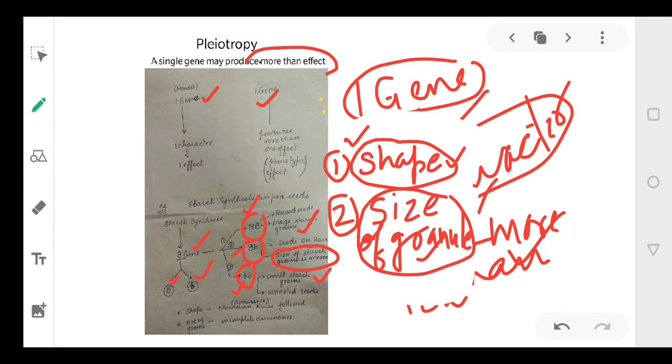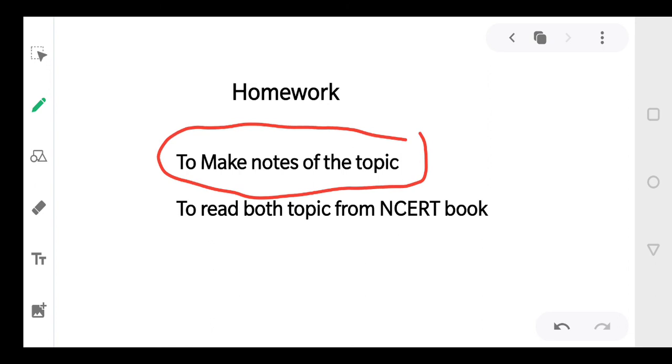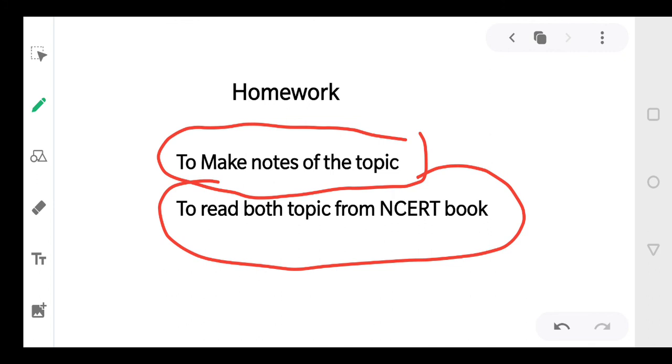Right, students? Well done. Now let's come to your homework for today. First you will make notes of this topic. Then you will read these two topics that we have discussed. They are very small paragraphs in your NCERT. You will read them, you will make notes, right? And then you will send your work to me. Make sure you underline the important points in the NCERT.